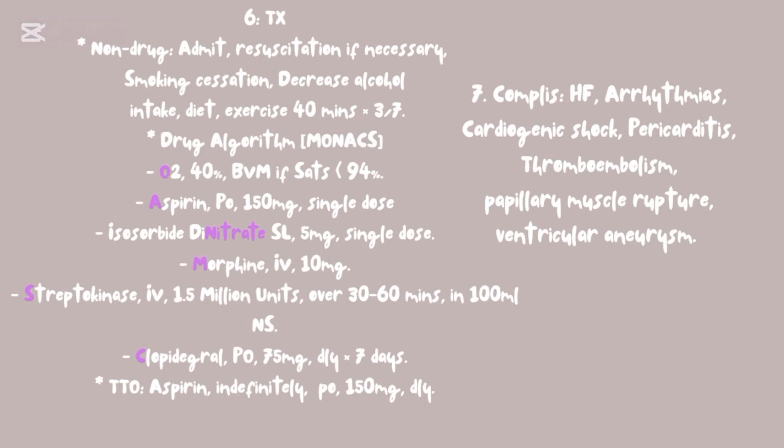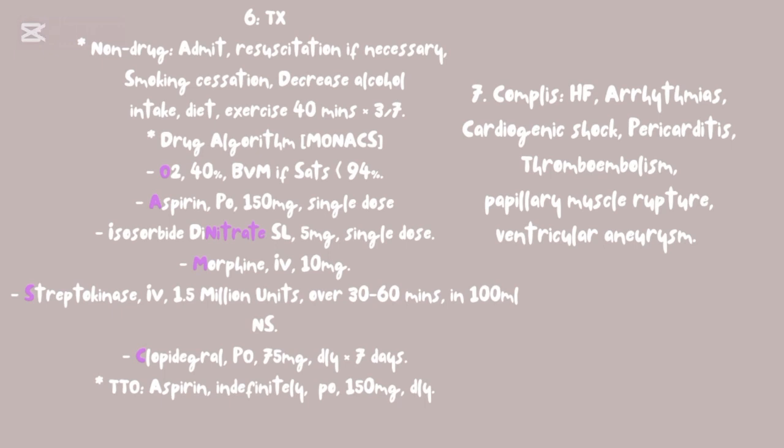Then, on our drug treatment, we have a mnemonic called MONAX. MONAX stands for morphine, oxygen, nitrates, aspirin, clopidogrel, and streptokinase. In this instance, you don't give the medication as the mnemonic says, but it helps you remember the medication that needs to be given. So you're going to start off with oxygen.